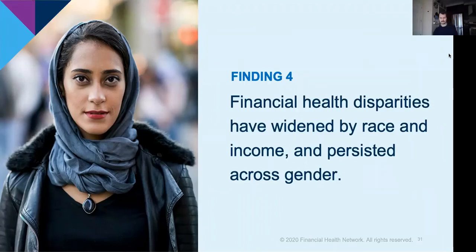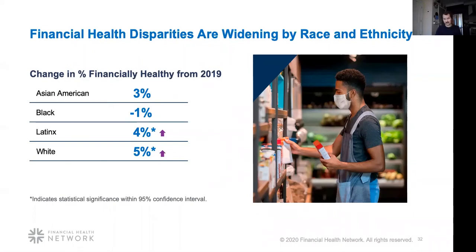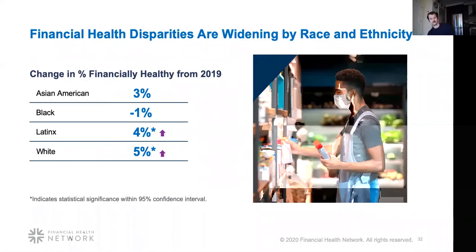So looking at race and ethnicity first, when we look at the changes in financial health between 2019 and 2020, we see that the percentage of individuals who are white that are financially healthy increased by 5% from 2019, while the percentage of individuals who are Latinx that are financially healthy increased by 4%. And we didn't see any statistically significant change in financial health for individuals who are Asian American or Black.